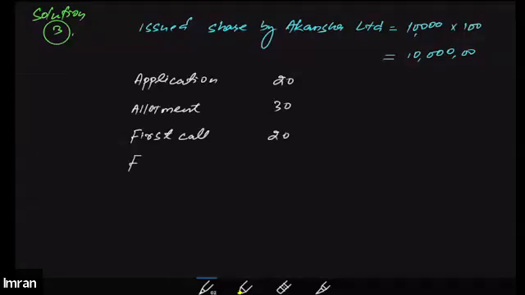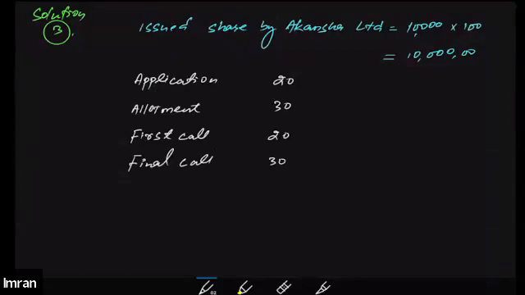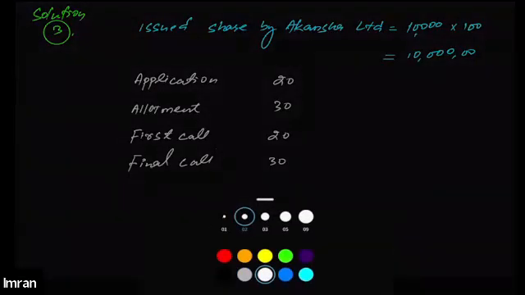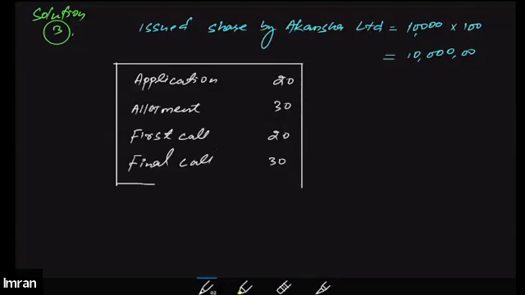So there are 4 installments in which the company will be receiving the entire amount of the share. The last installment is always called the final call. That means 30 will be the final call. I hope this is clear to all of you. So in this way, the company will be raising funds from the public in 4 installments. 10,000 shares issued by the company will raise the capital.